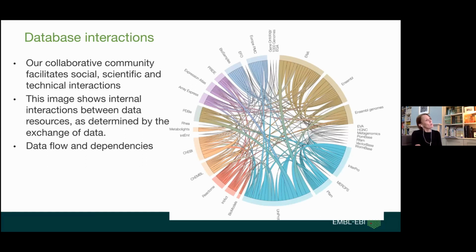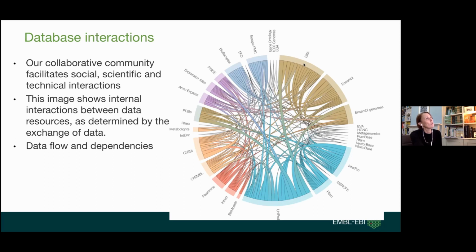And it's a representation of how the data is shared between resources. And so each piece of color on this wheel represents a resource, and then the edges represent the way that one resource interacts with all the others. And you can see some things are really highly connected.